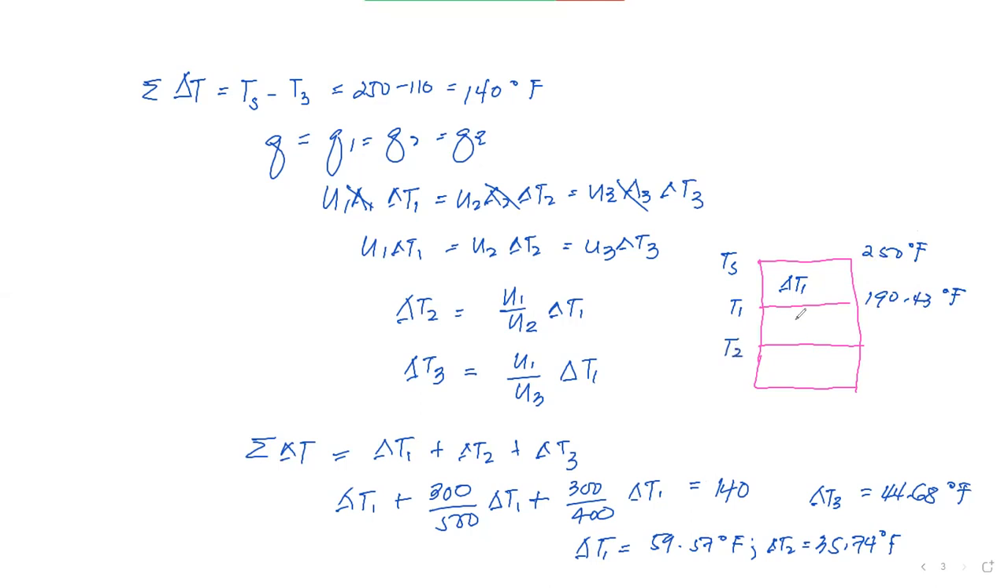This 190.43, if you subtract from that the delta T2, will give you the boiling point of the solution in the second effect. So you'll have 154.69 degrees F. And the last, for the boiling point of the last effect, this is just but a checking. The 154.69, if you subtract delta T3 from that, it should give you the boiling point in the last effect, which is provided in the problem.